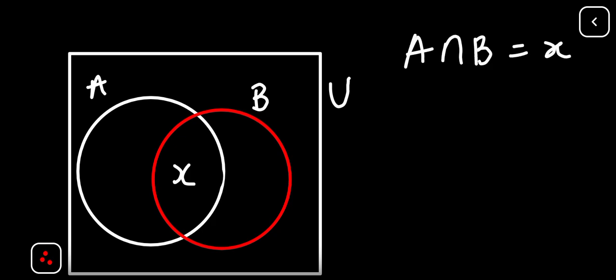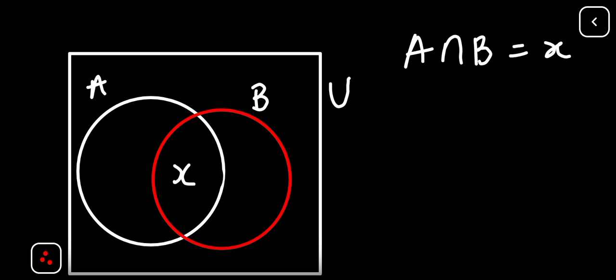Now, if this is set A and this is set B, what is this part here? Now, notice that this part is the connection between A and B. Most times we know that it's the part where a value is common to both A and B also. So we're going to call it the intersection. Let's call it X also. So that means A intersection B is equal to X.